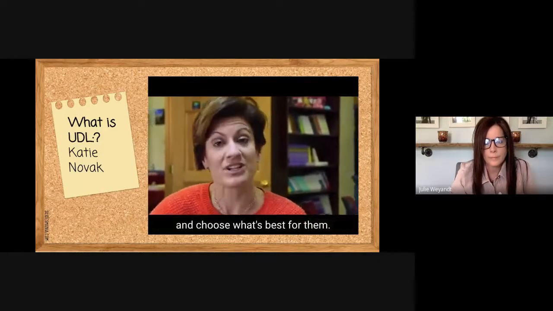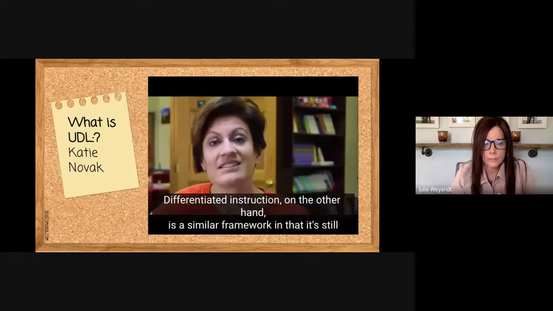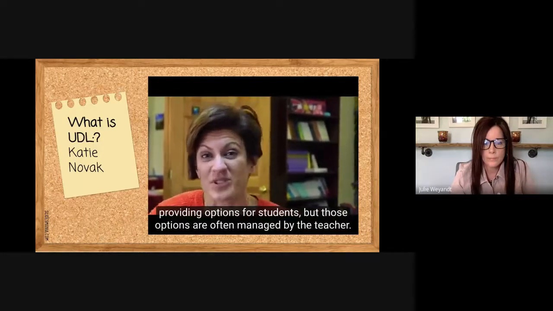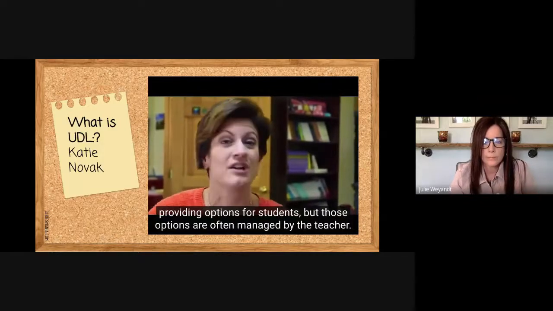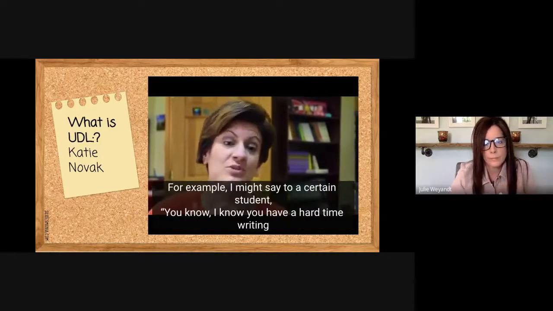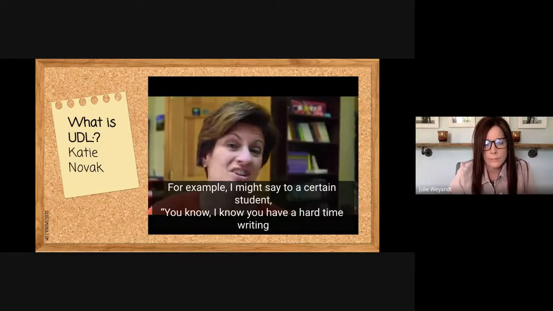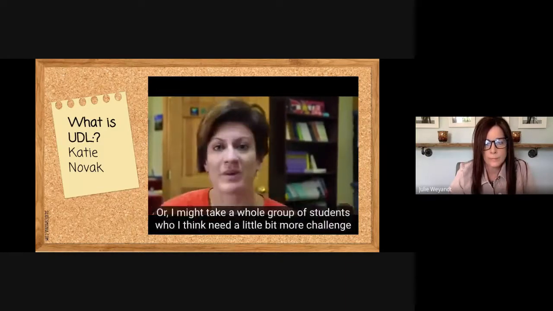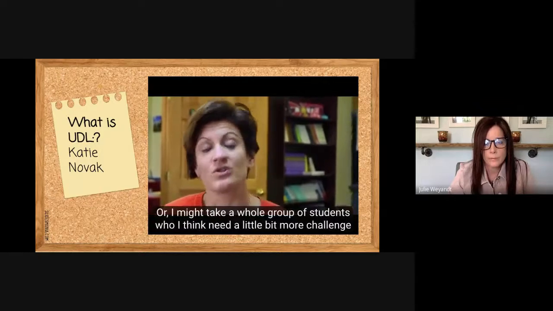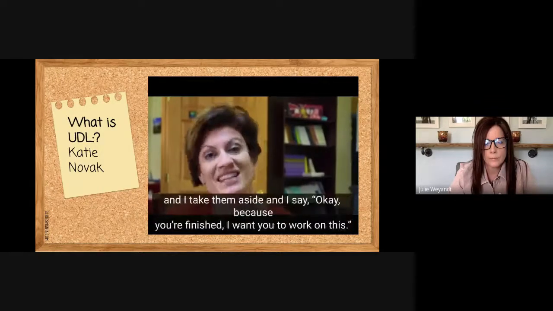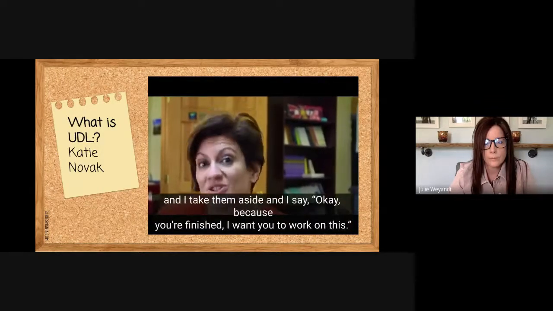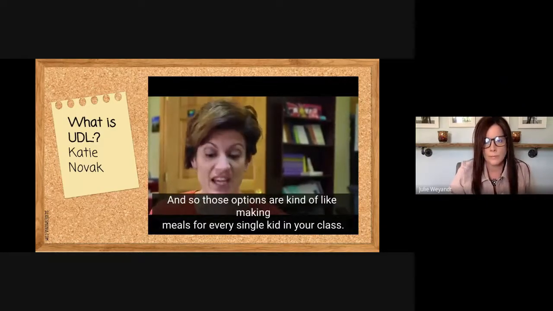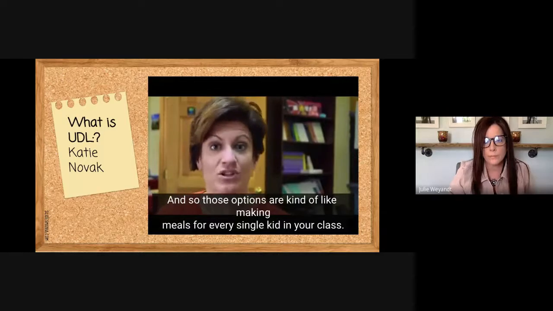Differentiated instruction, on the other hand, is a similar framework in that it's still providing options for students, but those options are often managed by the teacher. For example, I might say to a certain student, you know, I know you have a hard time writing, and so why don't you draw me a picture about how you solve that? Or I might take a whole group of students who I think need a little bit more challenge, and I take them aside and I say, okay, because you're finished, I want you to work on this. And so those options are kind of like making meals for every single kid in your class.